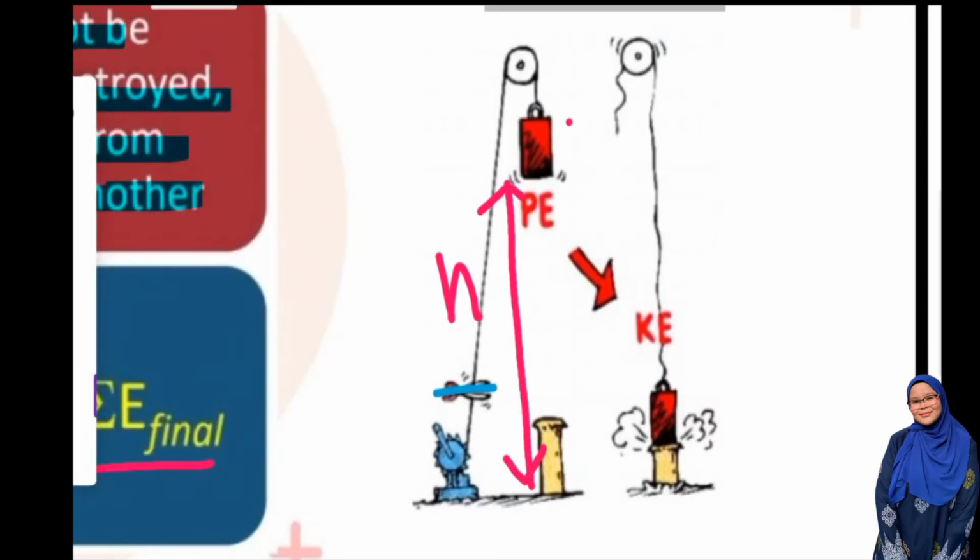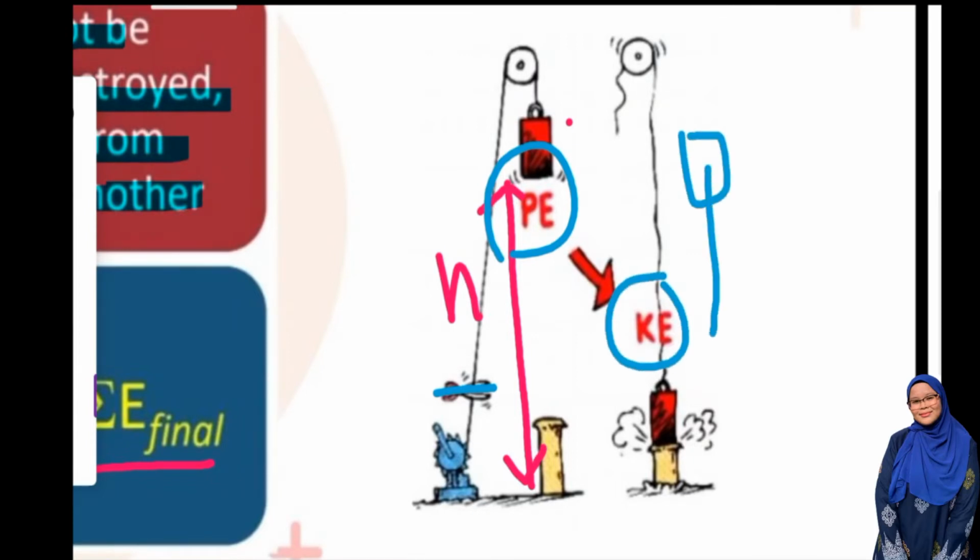cut this rope, so the object akan jatuh. So daripada potential energy dia tukar jadi kinetic energy, sebab from this dia jatuh, so dia ada motion kan, so when the object has motion, dia ada kinetic energy.